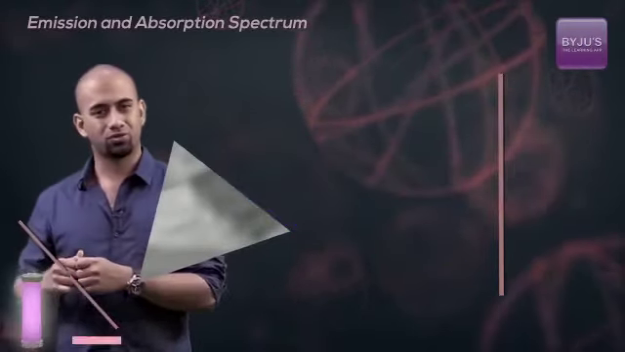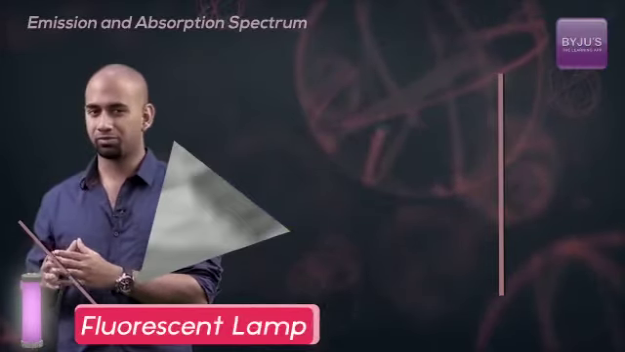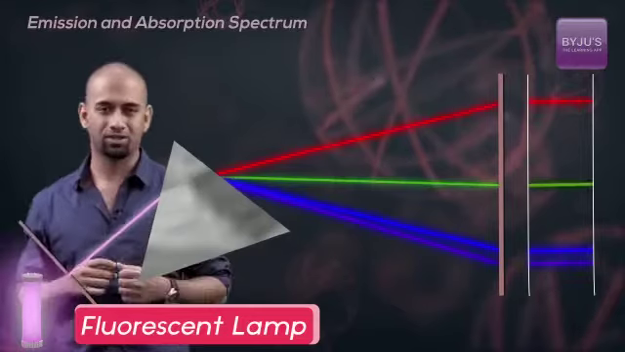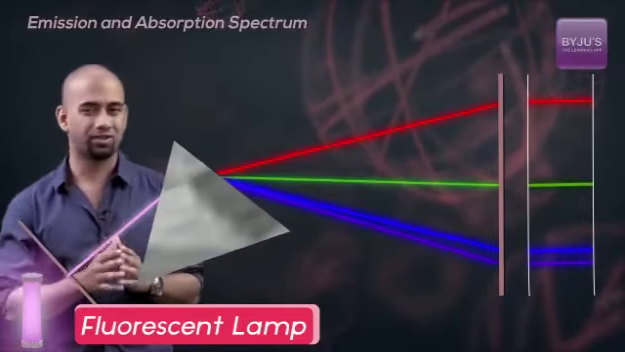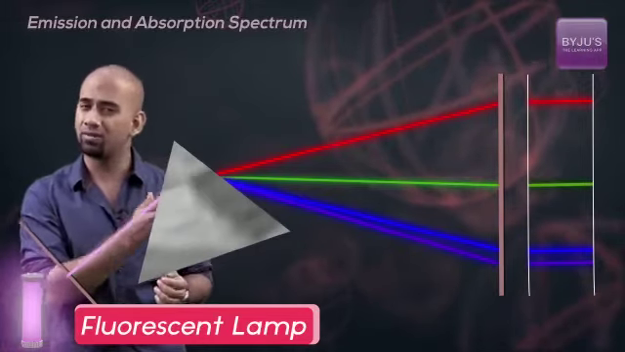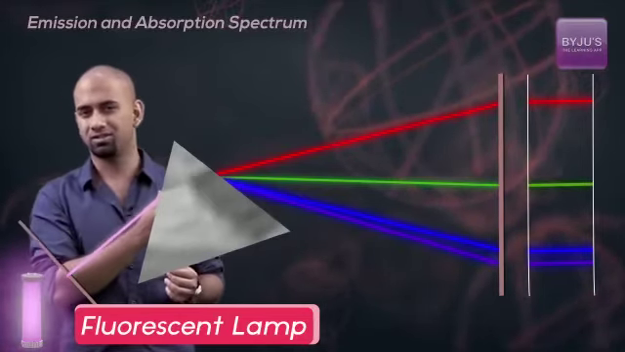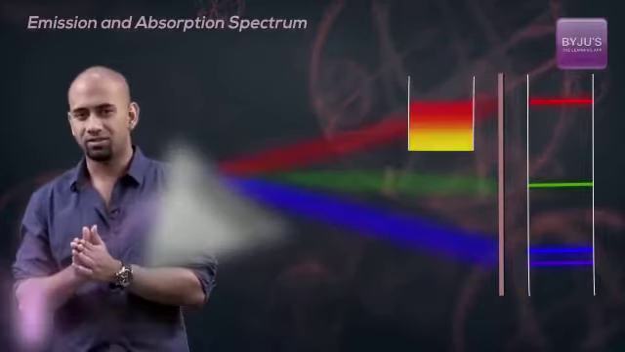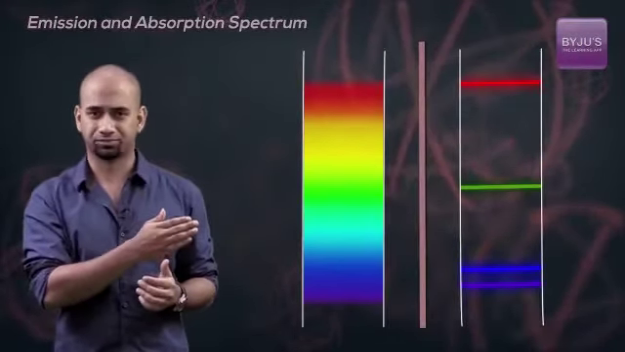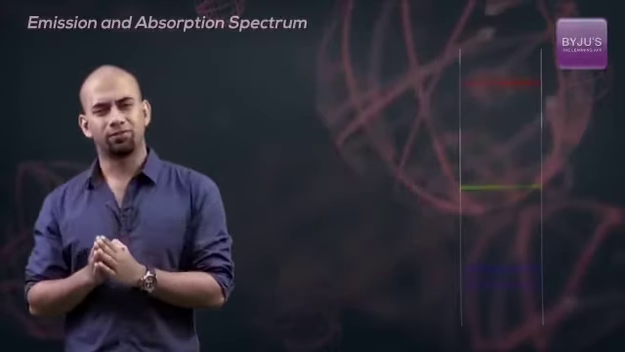Now, if I change the source to a fluorescent lamp or a mercury vapor lamp and then perform the same experiment, I find something very different. On the screen, I find only certain wavelengths or certain colors. But in the previous case, I found a continuous spectrum of wavelengths or colors. Now, what was the difference?